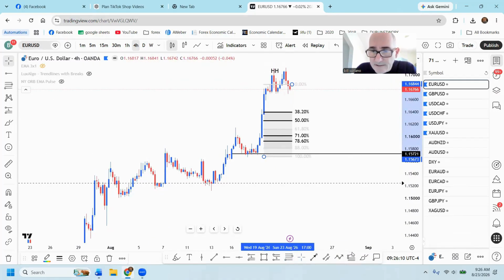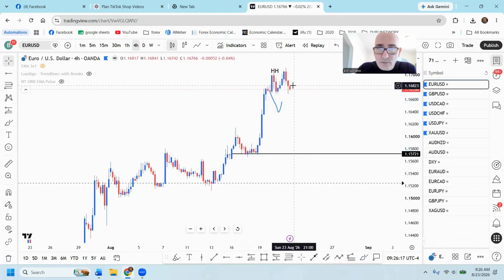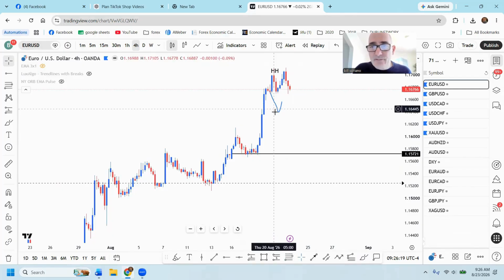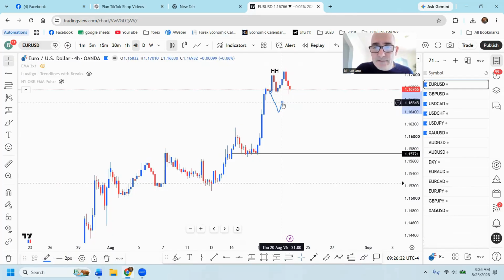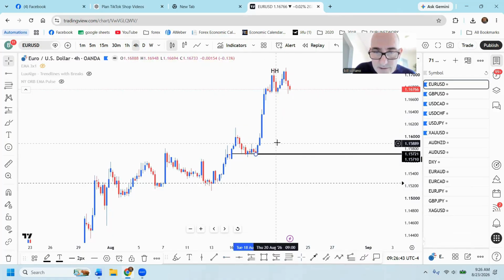So we would need price to pull back to at least this area here before making a move back up in order for that to be considered a valid higher low. Price didn't do that. So if this isn't the higher low, that means this is down here. So we're going to use the red candle here to mark the higher low, and we're just going to use the body of this red candle.